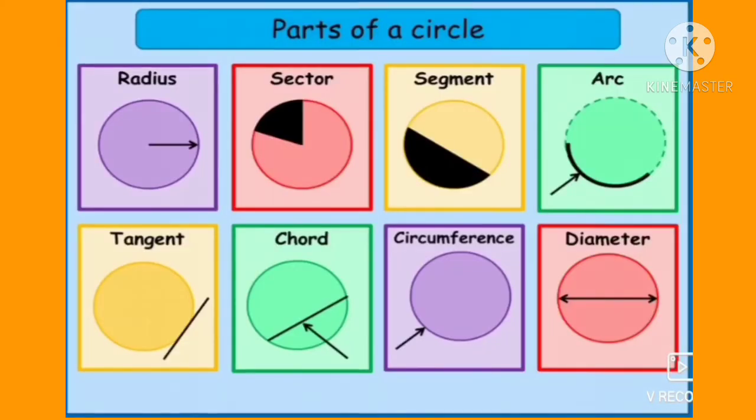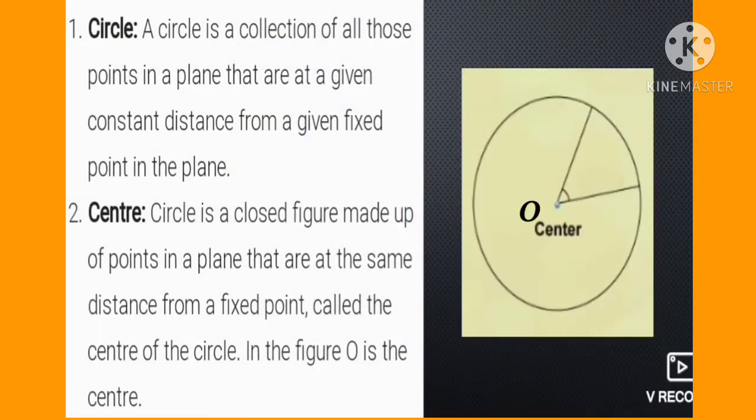Parts of a circle. Circle: a circle is a collection of all those points in a plane that are at a given constant distance from a given fixed point in a plane. So students, here the fixed point is called the center of the circle, and the constant distance from the fixed point to the curve of a circle is known as the radius of a circle.